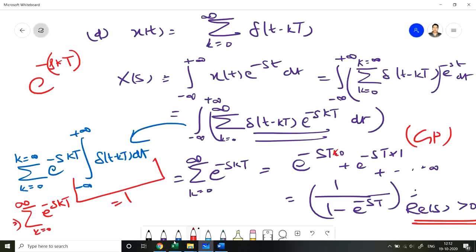Basically we can say that the series will always converge for the real part of s greater than 0, and it will diverge for all other values of s.